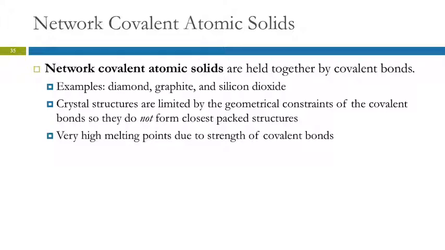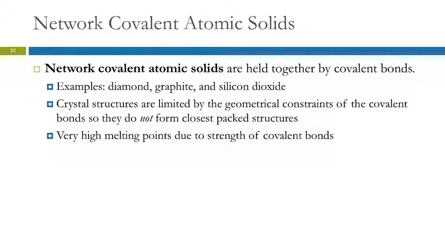So if you have a carbon atom and it's going to bond to other atoms, it's probably going to be sp3 hybridized and form 4 bonds, and those bonds are going to be arranged tetrahedrally around the carbon atom. And so you're not going to be able to pack things in that violate that tetrahedral orientation. So the crystal structure is largely determined by the geometry of the covalent bonds.